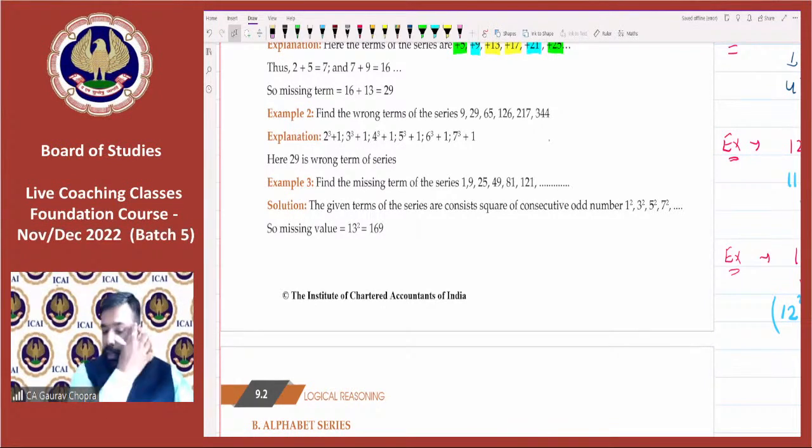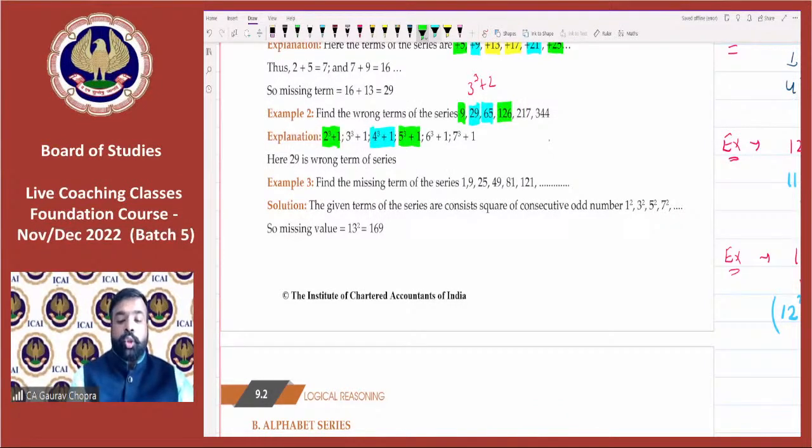Most of the numbers are near cubes because 9 can be denoted as 2 cube plus 1. 29 is basically 3 cube plus 2. Then 65 can be written as 4 cube plus 1. Then next is 126, 5 cube plus 1. 217, 6 cube plus 1. 344, 7 cube plus 1. So everyone is having cube plus 1 as the logic.